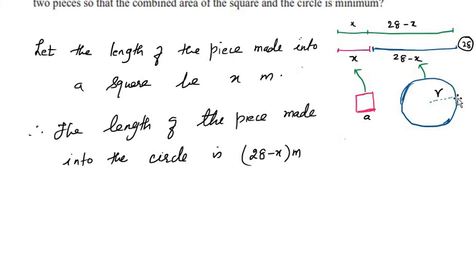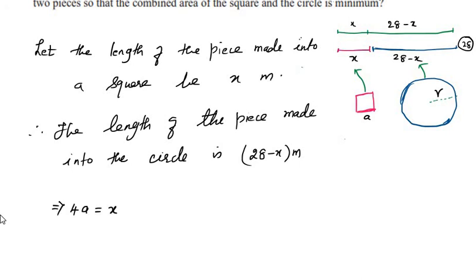Similarly, here the circumference of the circle. With this, I am bending and forming a circle. Therefore, the circumference of the circle is 28 minus x. Therefore, what is the perimeter of the square formula? 4a. Therefore, from here, I will get that 4a equal to x.